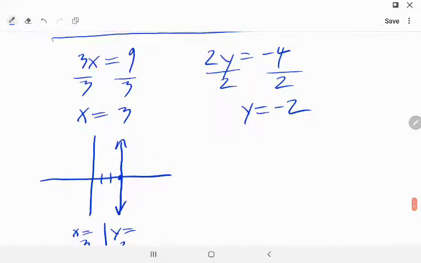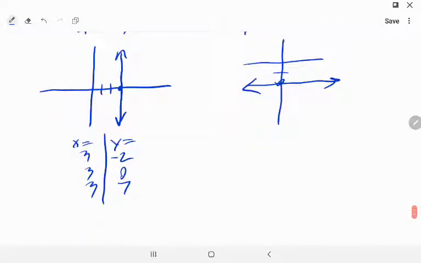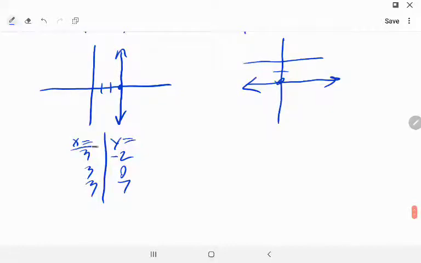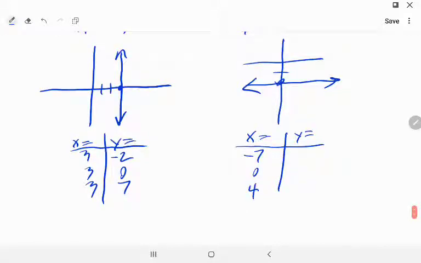Similarly, for y equals negative 2, the vertical position is fixed at y equals negative 2, and x can be anything. And so we get a horizontal line. Again, the t-table would look like x equals negative 7, 0, 4, and y equals negative 2. We notice that y is negative 2 regardless.